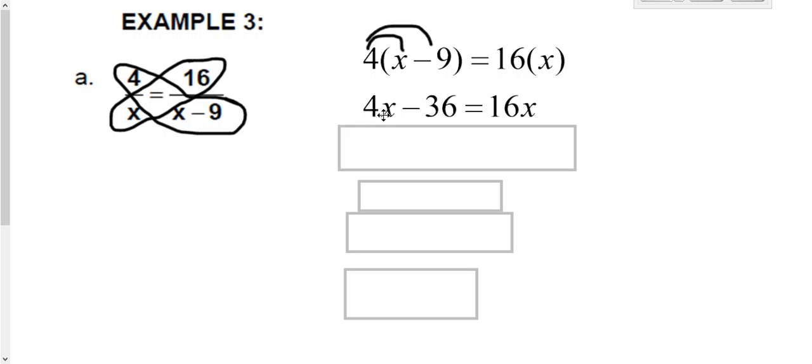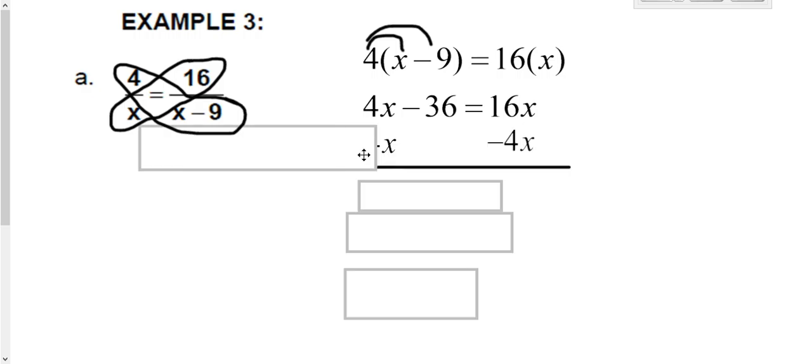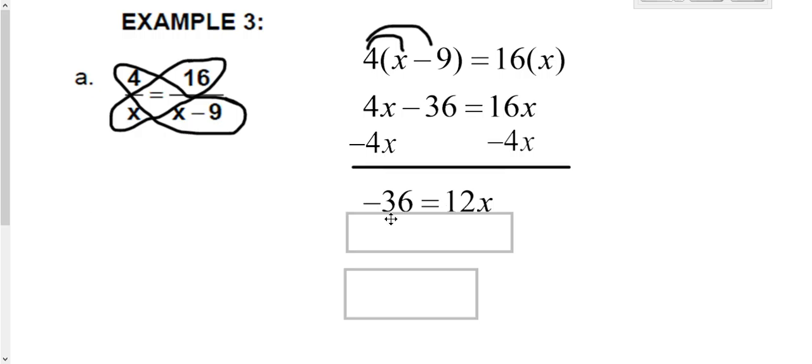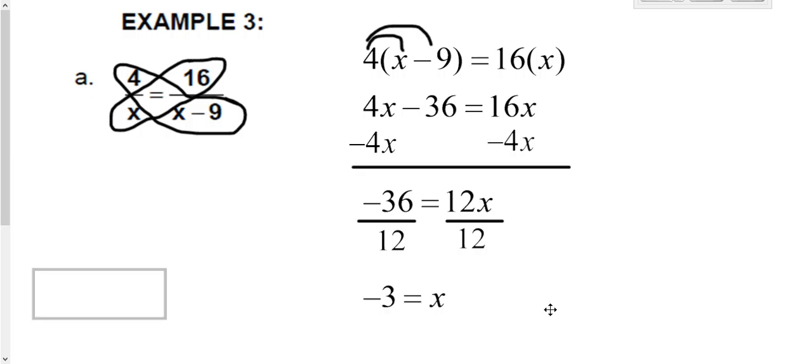Now, whenever I have the variable on both sides, I'm going to get rid of it on one side or the other. So I think I'll get all my x's over here and get rid of these. So I subtract 4x from both sides. That gets rid of the x's on this side, and they're only over here. So we get -36 equals 16 minus 4x is 12x. Now the last step is just to divide by 12. And we get x equals -3.